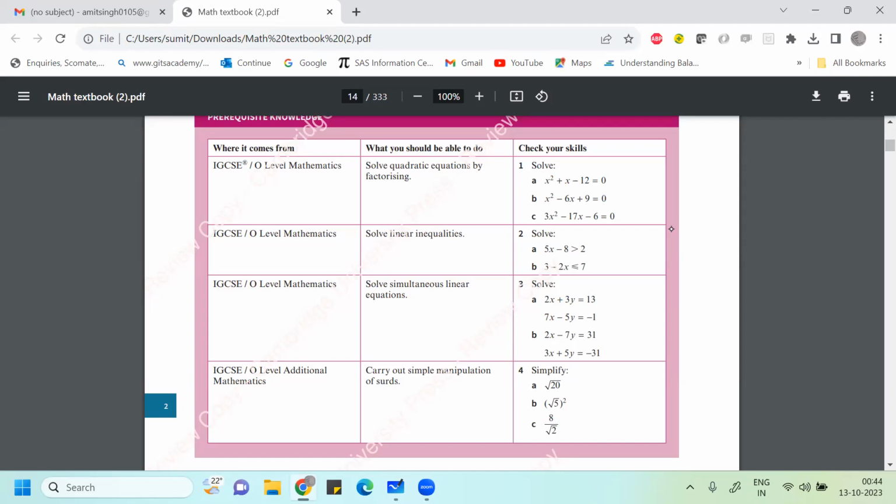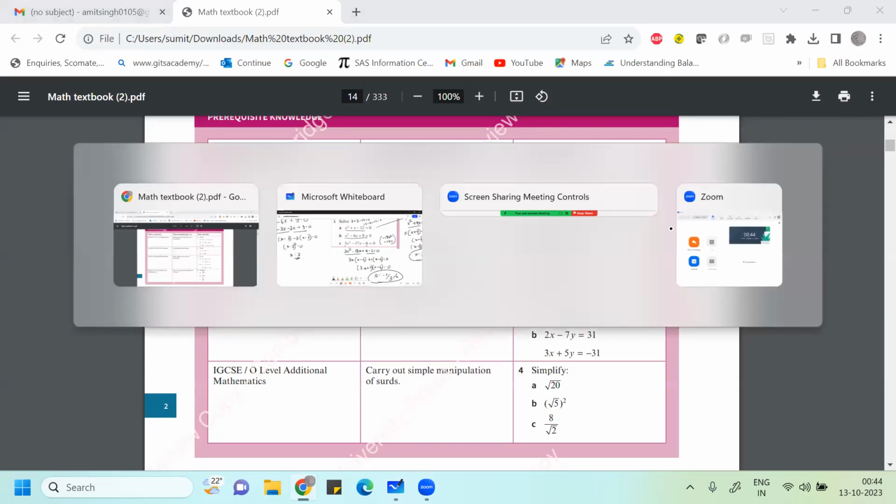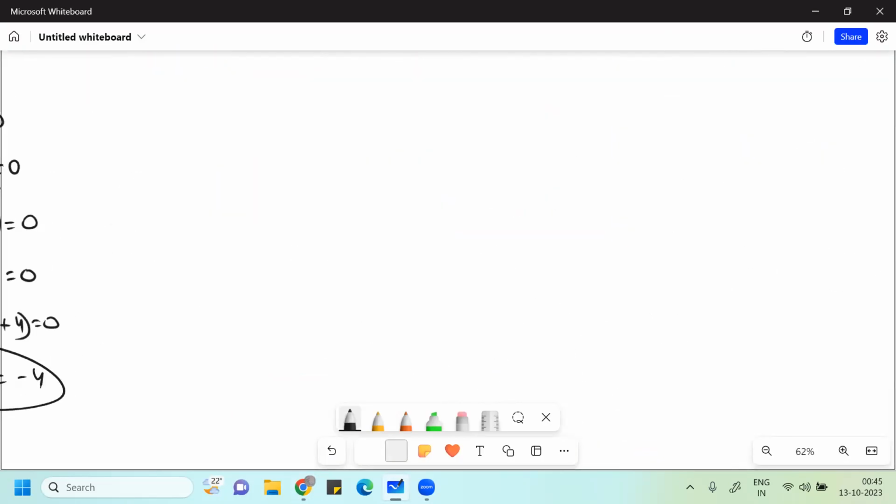Inequality. So here, 5x minus 8 is greater than 2. How will you solve this? I believe you have basic knowledge of inequality: when you add or subtract, the inequality sign will not change. When you multiply or divide with a positive number, the inequality sign will not change. But when you multiply or divide with a negative number, the sign of the inequality will change. So with basic knowledge of inequality, you can easily do this.